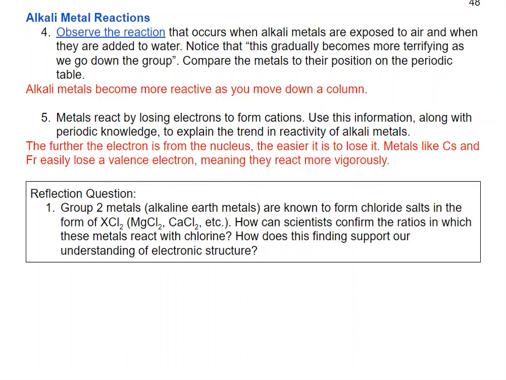So those group 2 metals are all going to lose 2 electrons and form cations. So this is because they have 2 electrons in their valence shell. And chlorine, we know, needs to gain a valence electron. So the fact that they react in this ratio supports that I need 1 magnesium to 2 chlorines because of the valence electrons.